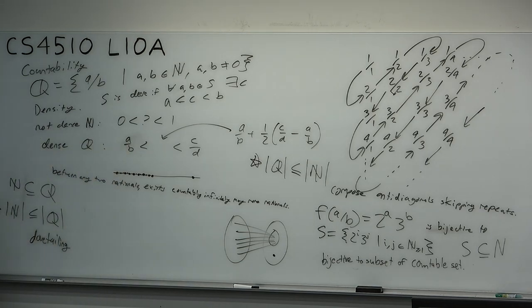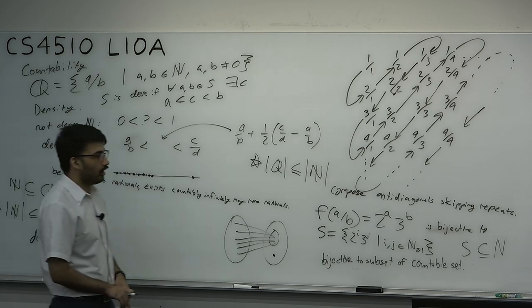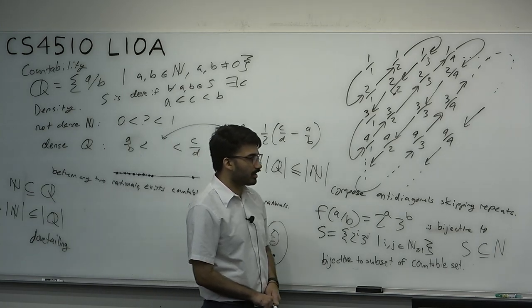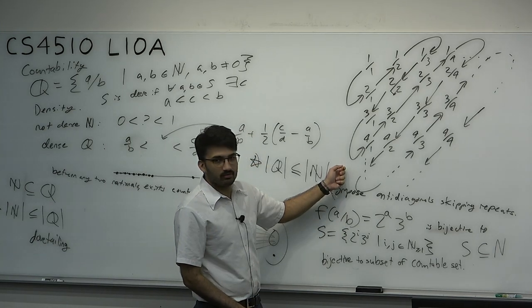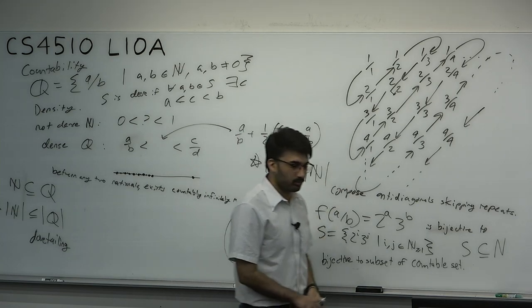The reason I'm doing this is because I want you to get good at quickly seeing cardinality of sets, right? This was another quick argument that the rationals are countably infinite, but this one is the iconic one, right? That's the important one.